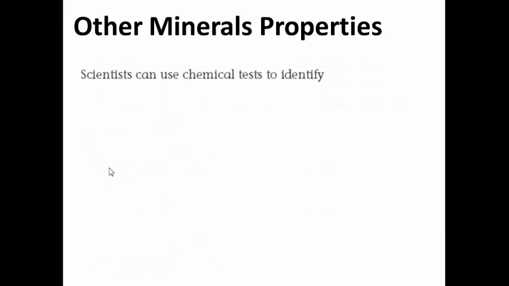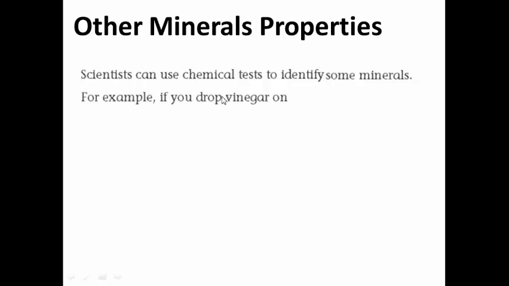So the last property here: scientists can use chemical tests to identify some minerals. For example, if you drop vinegar, a chemical test means you bring in a chemical substance. By the way, vinegar is considered a chemical substance because its scientific name is acetic acid. It can make chemical reactions with different things.